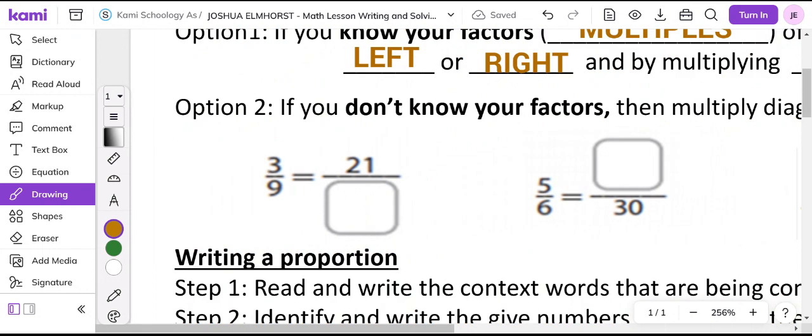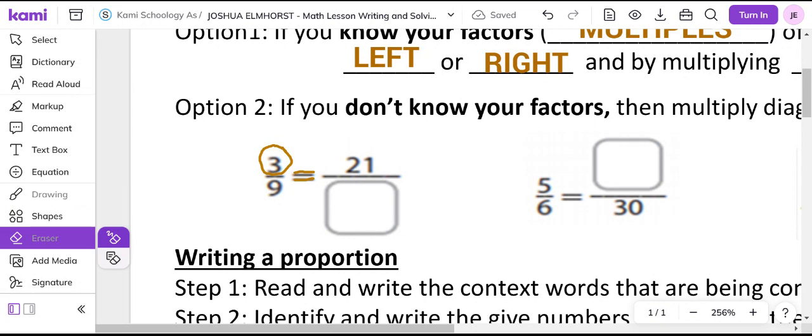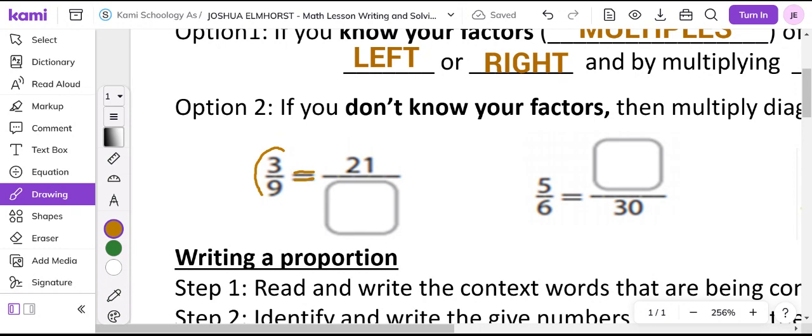So if we set up a proportion here where we have this fraction 3/9, and we want to make it equivalent to another fraction. So looking at the given fraction here, if we look from left to right, we can see that 3 times 7 is 21. So we use that same multiple down here, that same factor, and we can multiply 9 times 7 and complete the missing part for the equivalent fraction.